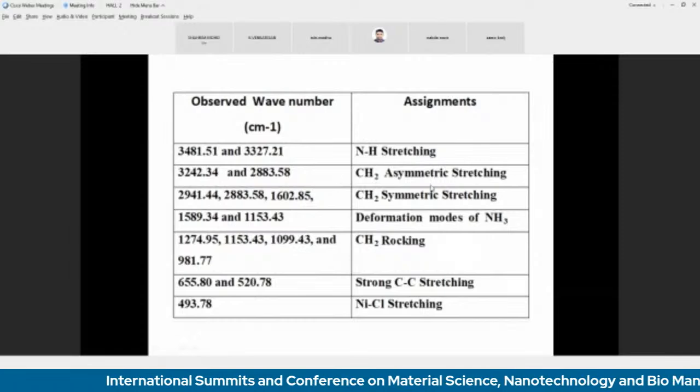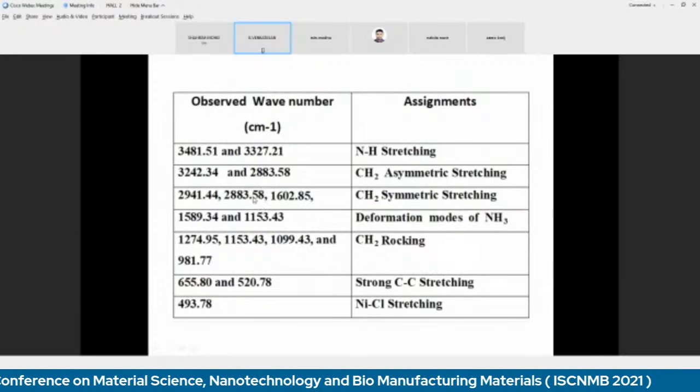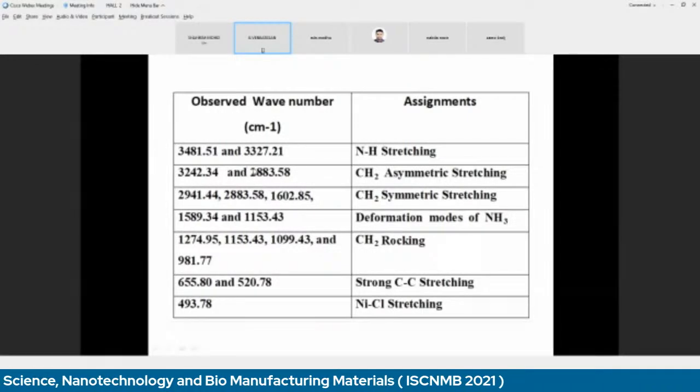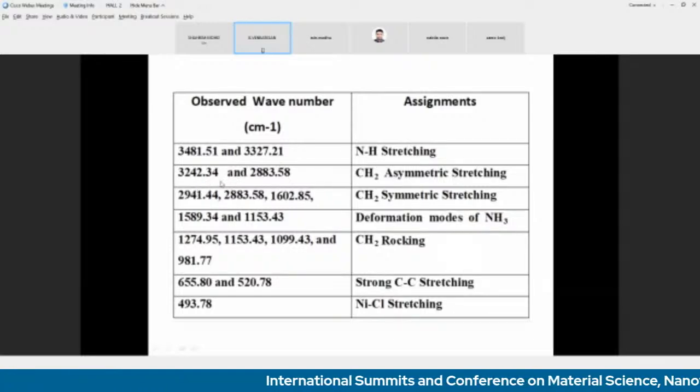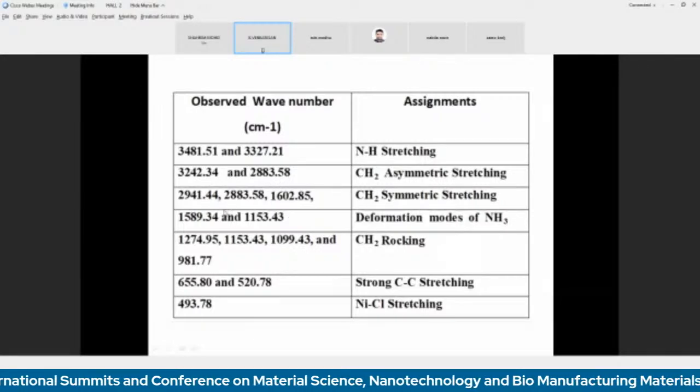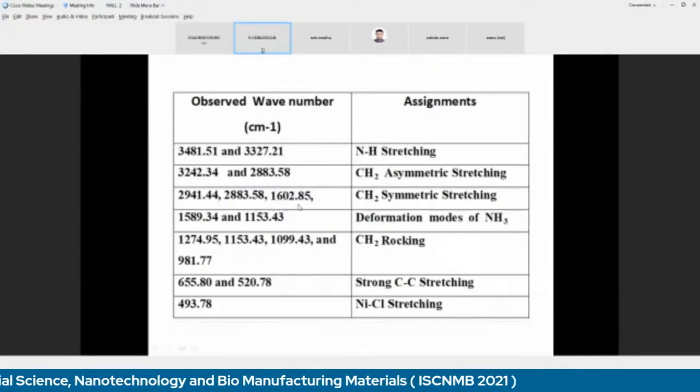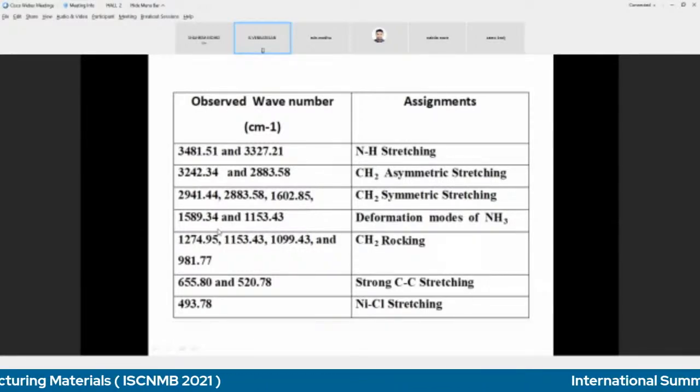The observed wave numbers of the FTIR spectra of my sample are taken in the left-hand column, and the corresponding assignments are taken in the right-hand column. 3481.51 and 3327.21 represent the NH stretching. 3242.33 and 2883.58 represent the CH2 asymmetric stretching. 2941.44, 2883.58, 1602.85 represent the CH2 symmetric stretching. 1582.34 and 1153.43 represent the deformation modes of NH3.